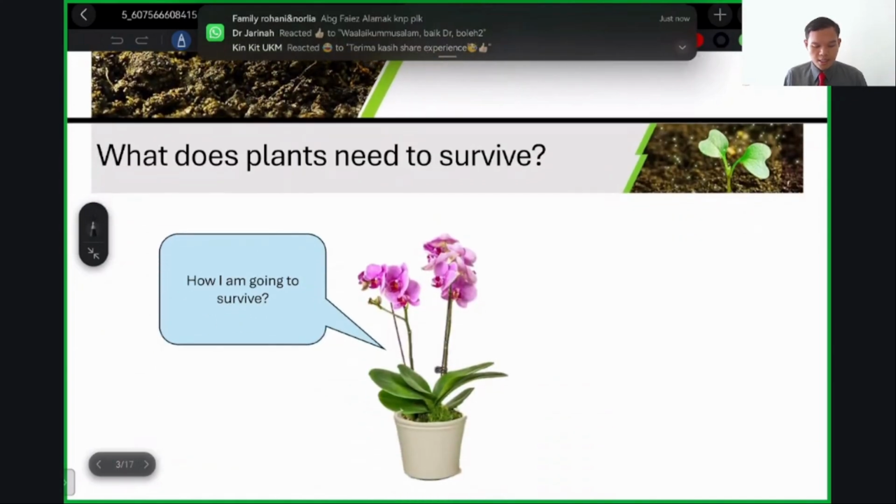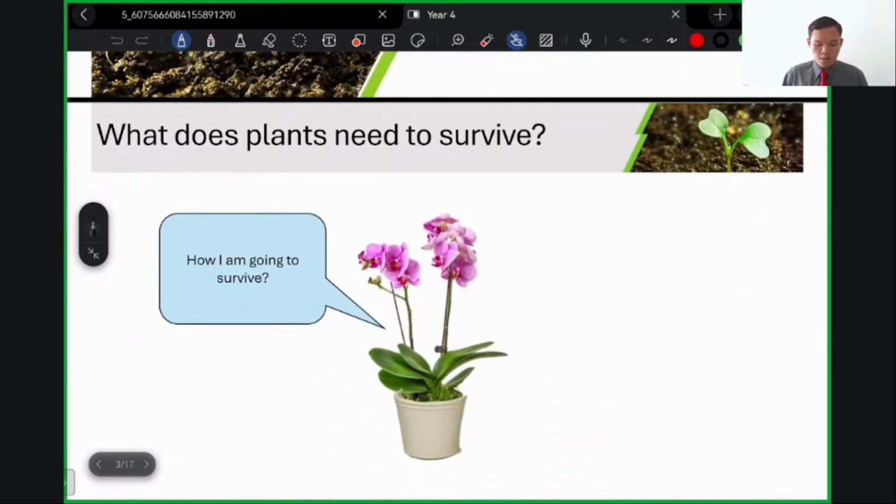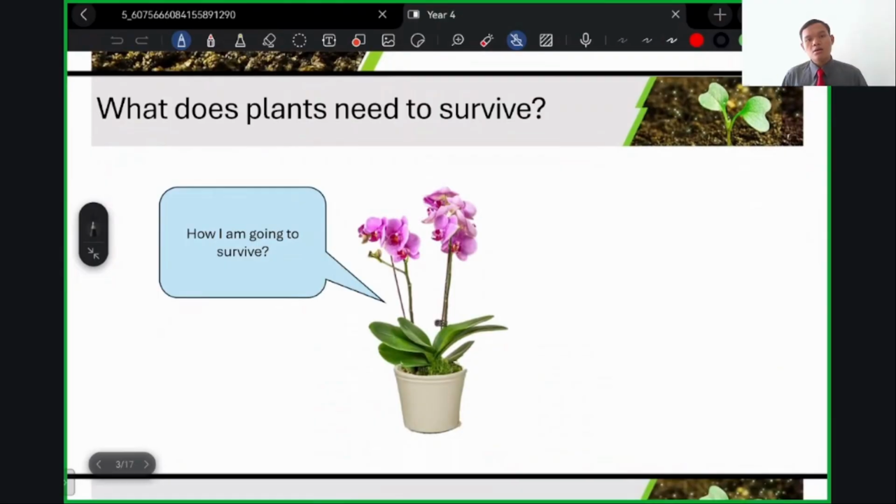Baiklah. So, have you ever wondered how plants can survive? If we humans want to keep on surviving, we have to eat, we have to drink, and we also need shelter as a place for protection. So, how about plants?